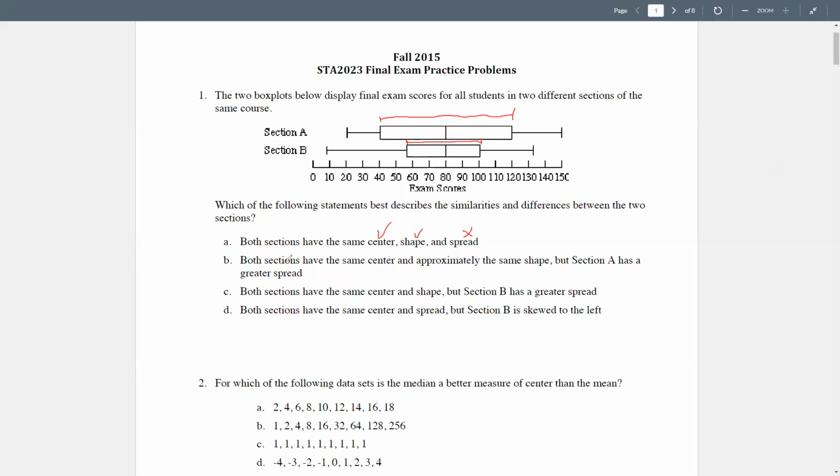So look at this. They say both sections have the same center, which I agree. Approximately the same shape, we agree. But section A has a greater spread. I think I might go with this one, but let's double check the other answers anyway.